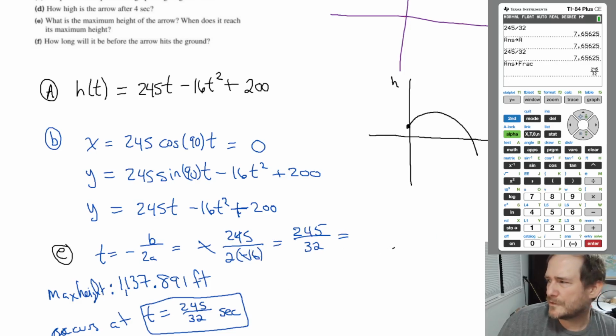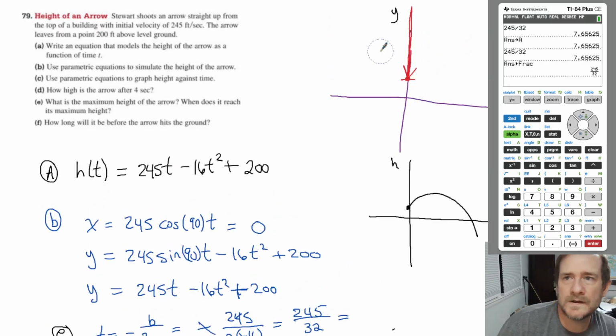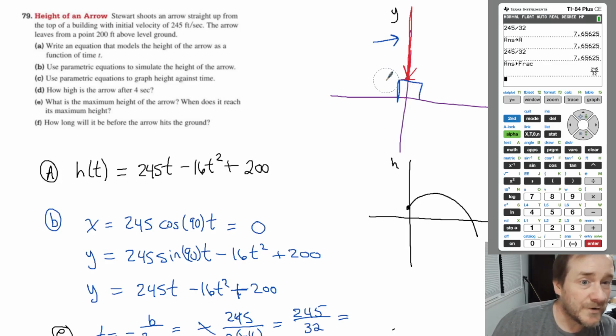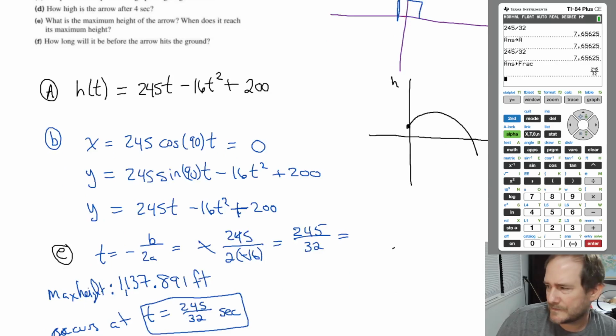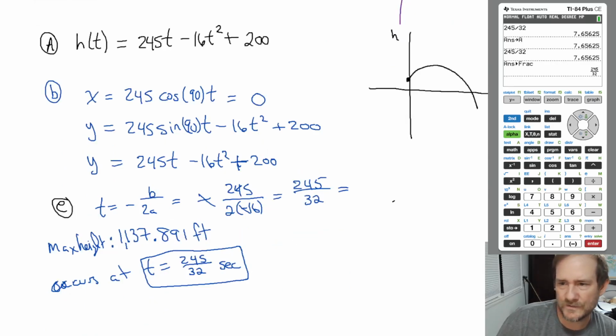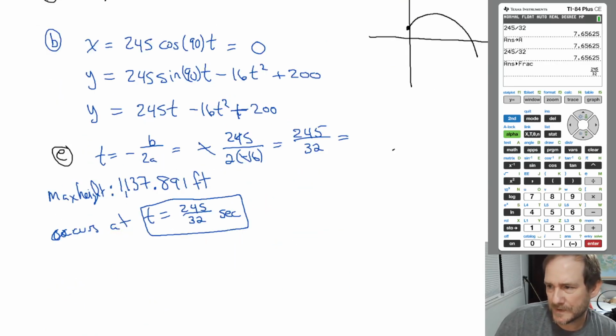And this is kind of a dumb question if you stop and think about it, because it says Stewart shoots an arrow straight up from the top of a building. So, I guess we're pretty obviously assuming there's no wind, because wind would blow this thing off course. So how's it going to hit the ground if it goes straight up and down? Isn't it going to just hit the building again? Alright, well, ignoring all that, you know that what they mean is just how long is it going to be until y equals 0.